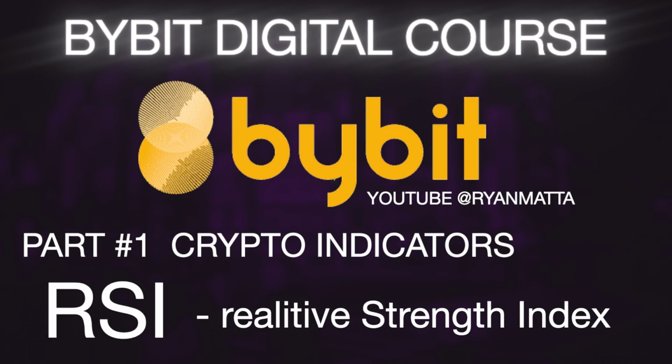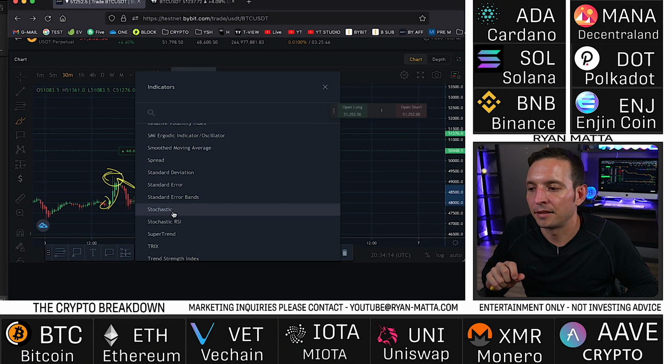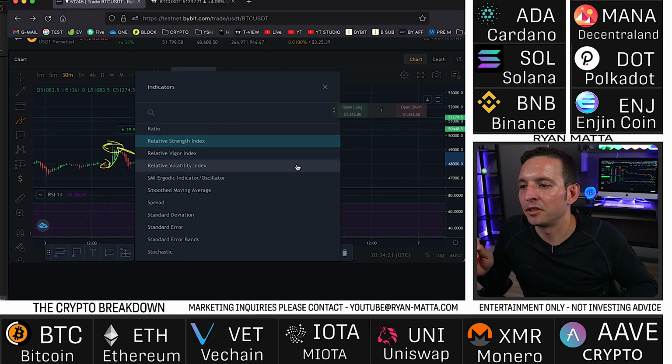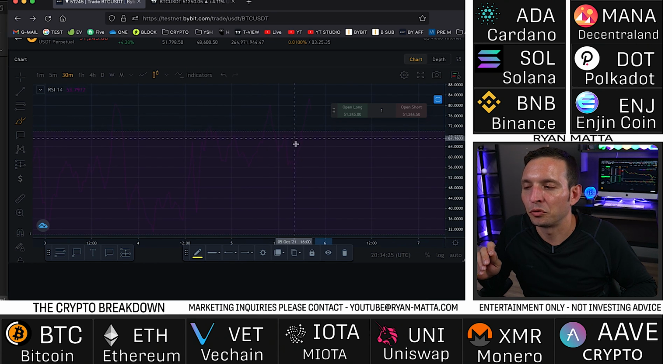Now, the next one is stochastic RSI or standard RSI. Guys, you don't need the stochastic. All the stochastic is doing is just amplifying the readings that you're getting so you can see things a little bit easier. But you don't need to have the stochastic on. I personally just use regular RSI.